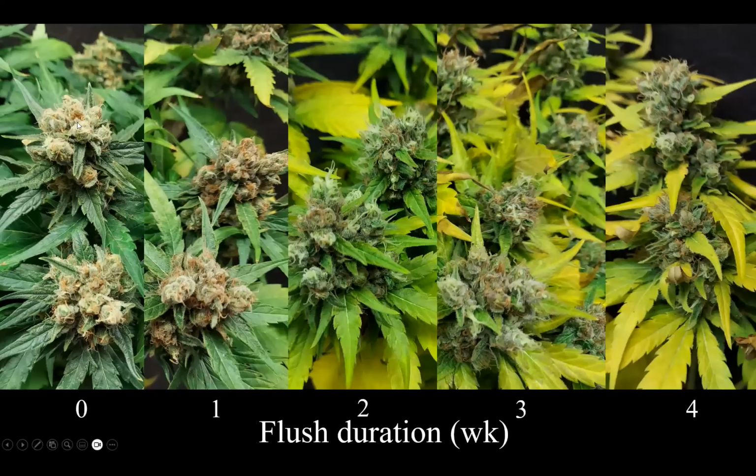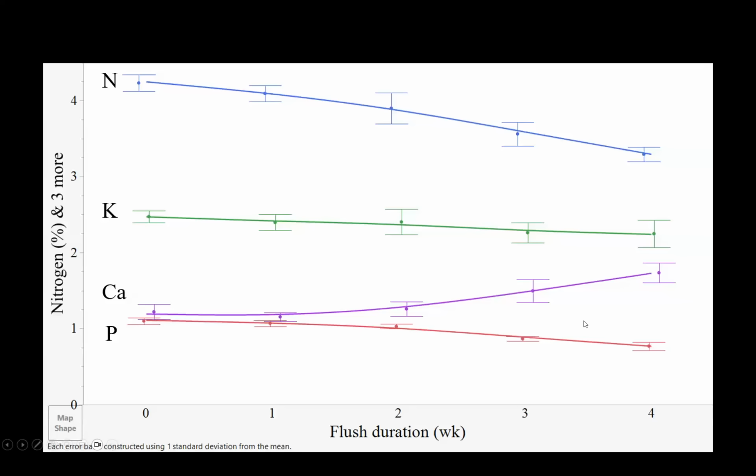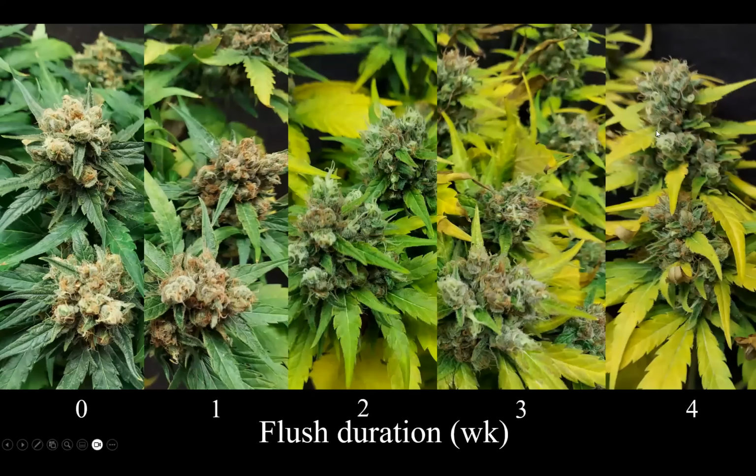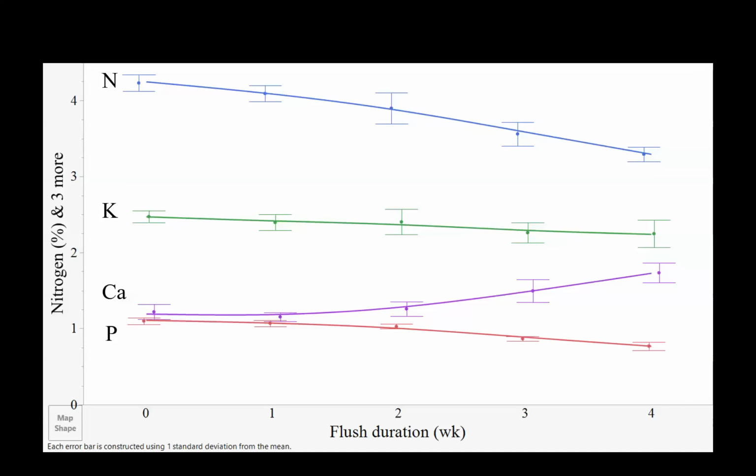And looking up close again, you can see the buds. The buds stay pretty green for the most part. The sugar leaves in here are turning yellow with a really severe flush duration. Of course, nobody is doing 3 and 4 weeks of flushing. We're doing 1 and at the max 2, and you can see those buds look normal. So the flushing doesn't do anything physically to those, or really doesn't affect their color very much at all.